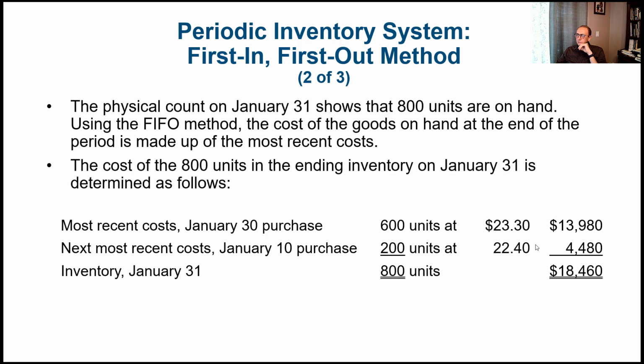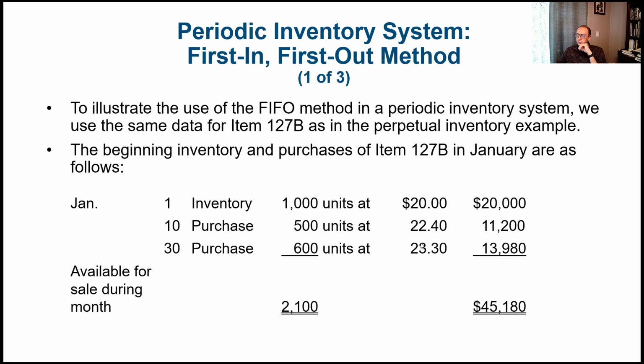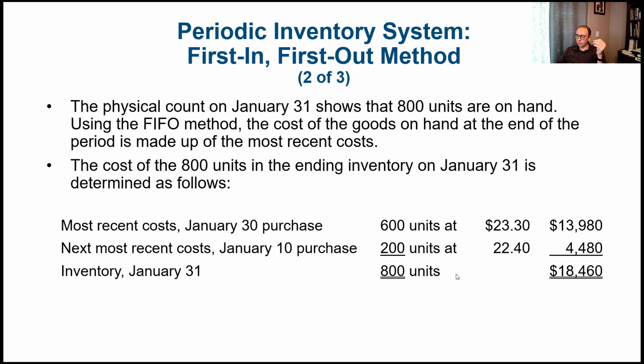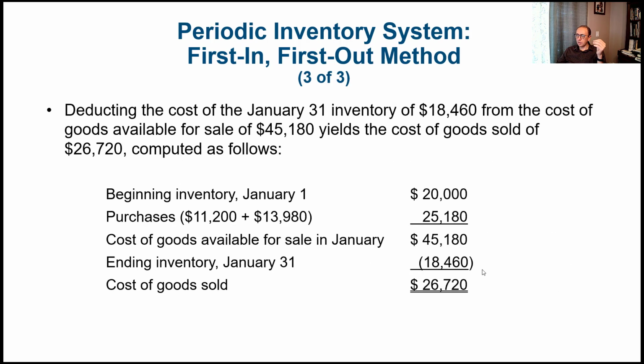Another approach to do this, instead of focusing on the ending inventory, you could have also focused on the sales or the cost of goods sold. So you could have taken the 1,000 units at 20 and 300 units at 22.40. And that would give you the exact same number that we have here, which is the 26,720. So what they did here is that they started with the beginning inventory, they added the purchases, they got the cost of goods available for sale, and then they deducted the ending inventory, which we just calculated here, to get the cost of goods sold.